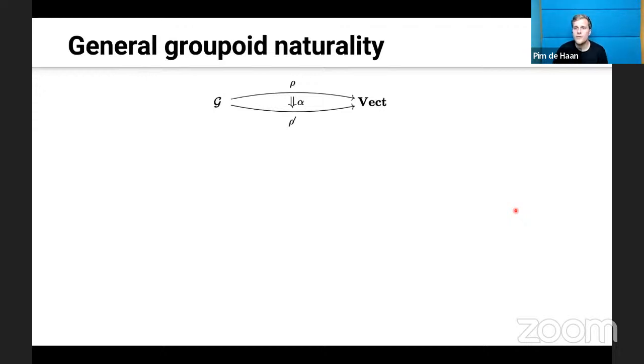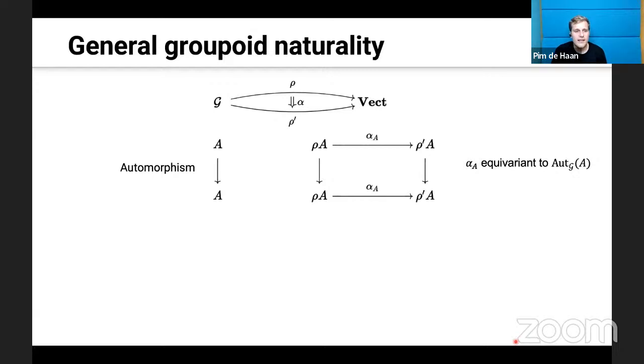So what we've seen before is that we have a groupoid, and we're going to build natural transformations to those. We can see that there's actually some shared structure whenever we do that. So imagine we have a groupoid G, and we have two functors rho and rho prime that map the groupoid to the category of vector spaces, and we have a natural transformation alpha between them.